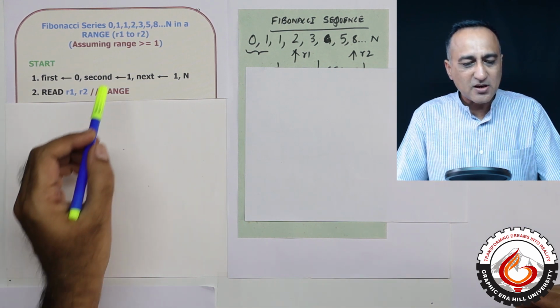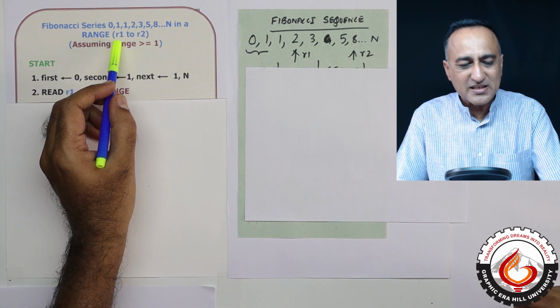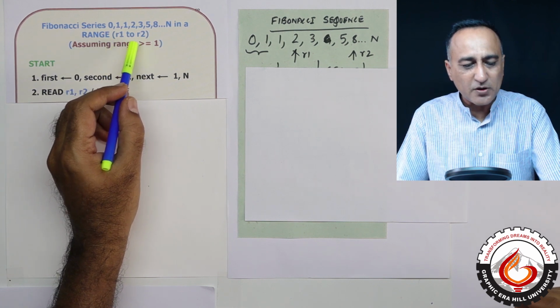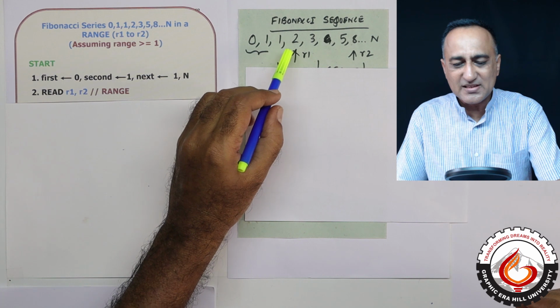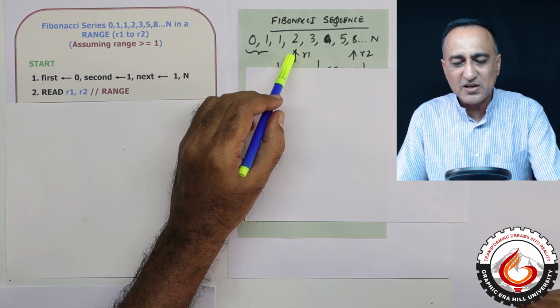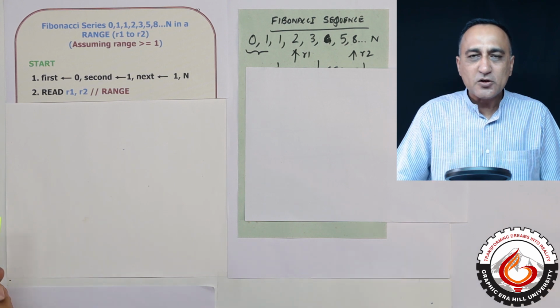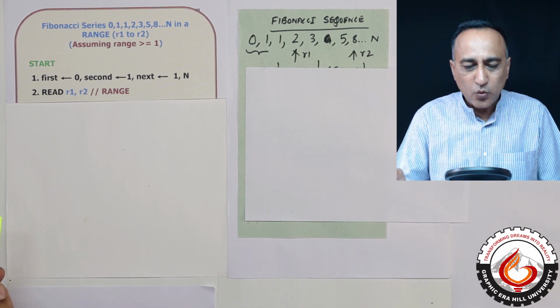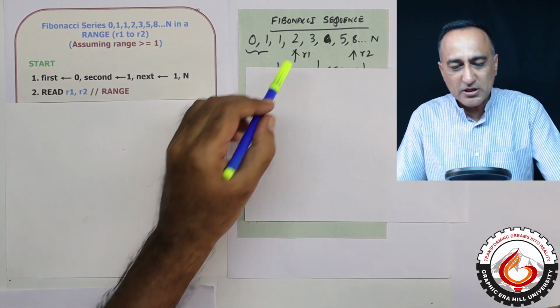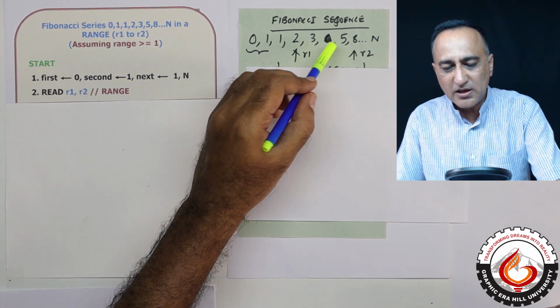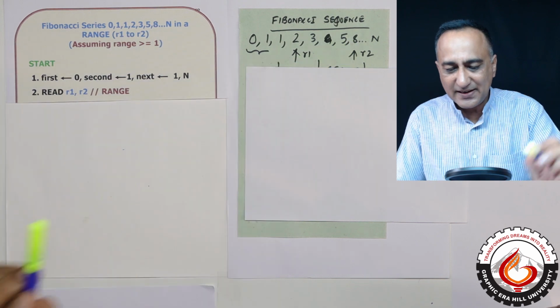Here what I am asking you is to print the Fibonacci sequence between a range R1 to R2. Suppose I say I want to print the Fibonacci sequence starting from 2 all the way till 8. So you should not print 0, 1 and 1. You should start printing from 2, 3, 5 and 8.